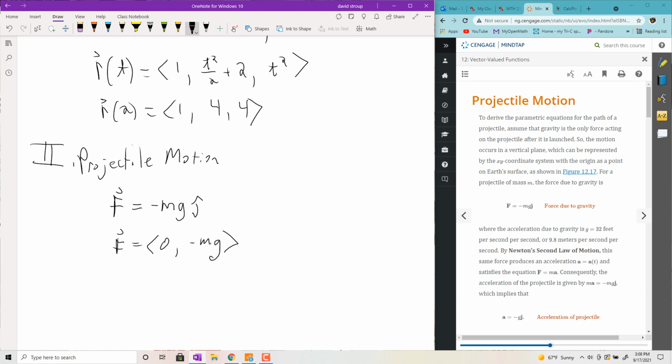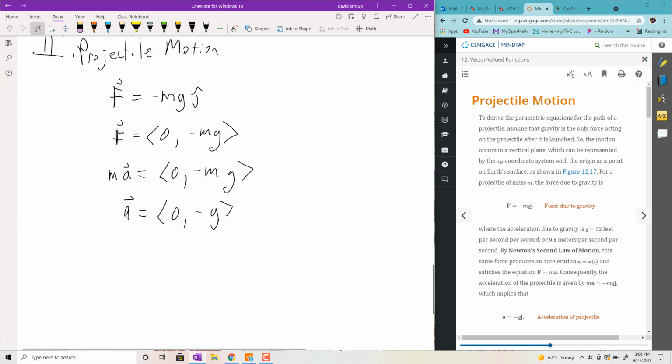You could rewrite this then as acceleration, because force equals mass times acceleration, right? So mass being a constant, acceleration now being a vector, you have 0 comma negative mg. Then you can divide both sides by m, the mass. So our acceleration is this constant vector 0, negative g. And of course, we're going to use either 32 or 9.8 for our acceleration. 32 for when you're working with seconds or feet, then 9.8 when you're dealing with meters.